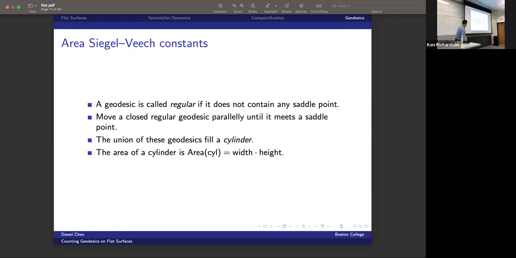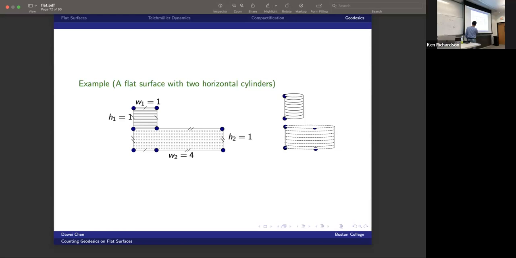And the cylinder has some parameters. It has a width, the circumference, and the height. I want to take this information also into account. So here is a picture. If I look at the horizontal direction, I get two cylinders. One is this one, the bottom longer cylinder, with width 4 and height 1. So these two edges are identified. On the top is a cylinder of width 1 and height 1, a smaller cylinder. I want to take these parameters of cylinders into account in the count.